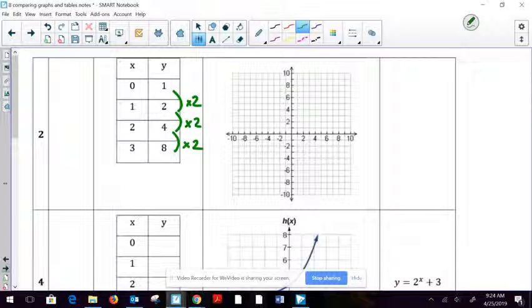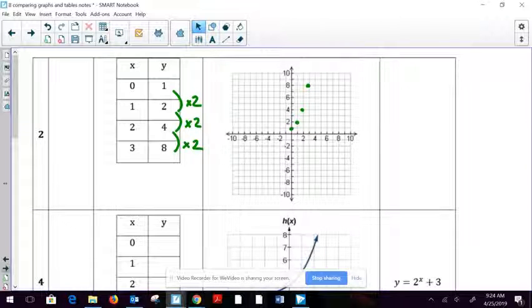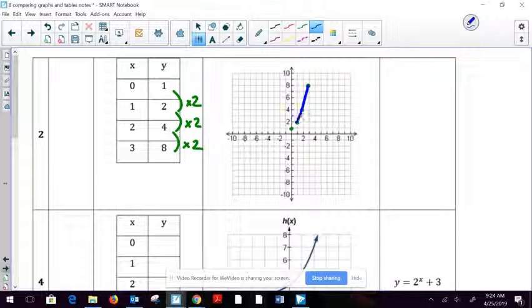So if we go ahead and graph this out and see what it looks like, we have 0, 1, we have 1, 2, we have 2, 4, and then we have 3, 8. So it's definitely not looking like a straight line. It appears to be doing this kind of motion. Because it's doing that one that has a tail, we're going to call this one exponential.